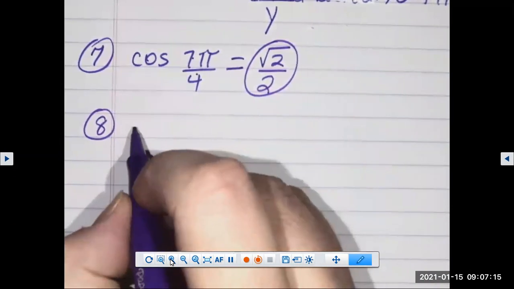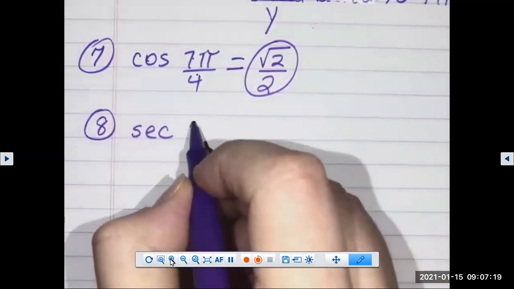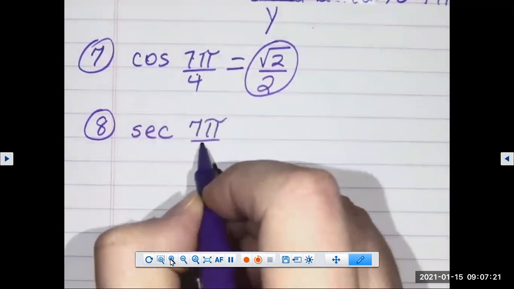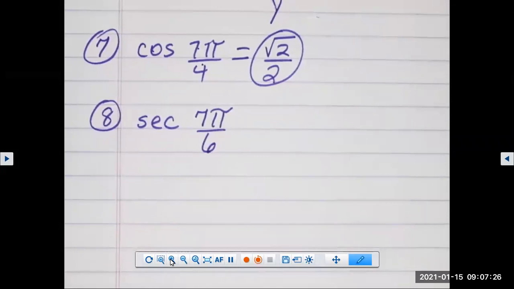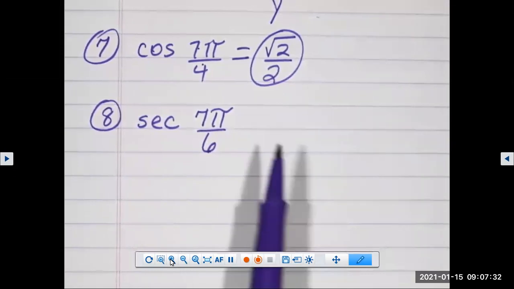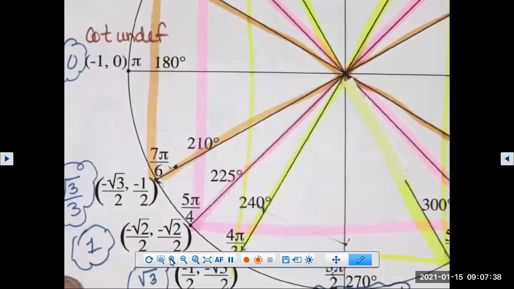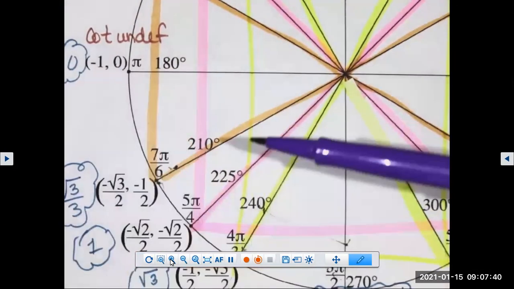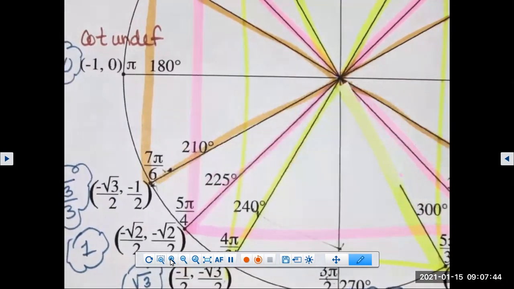Okay, let's look at the secant of 7 pi over 6. 7/6 is right past 1, like it's 1 point something. So 7/6 is right past 1 pi. Notice that you find 1 pi here, so 7/6 must be past that in quadrant 3.